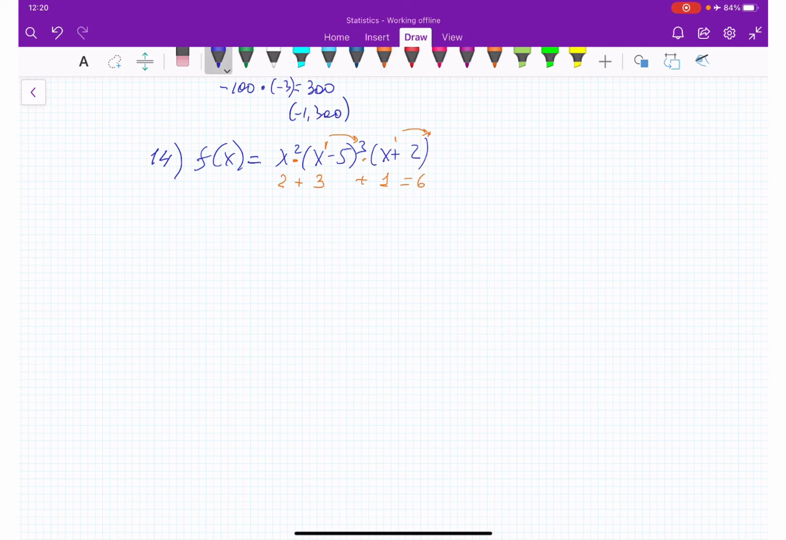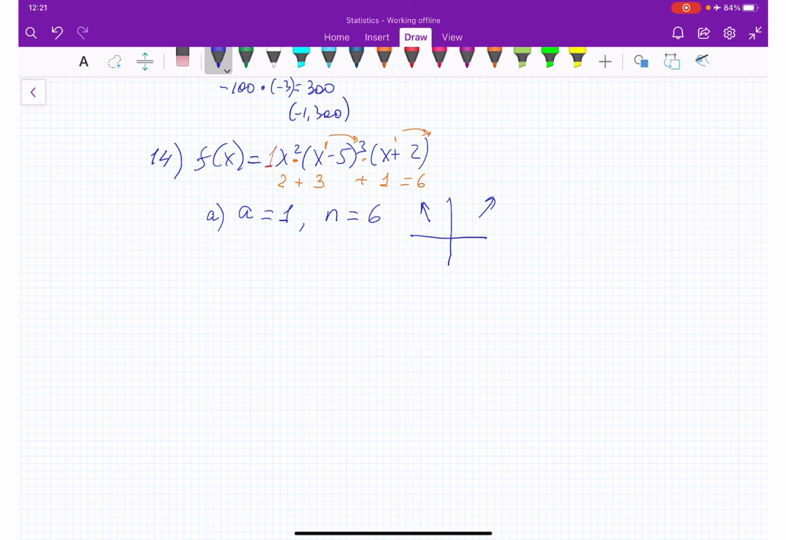So what do we have? And yes, the leading coefficient is 1, which is positive. So let's start. Leading coefficient a is equal to 1 and degree n is equal to 6. So what does that mean? a is positive, n is even. So end behavior goes like that. Okay.